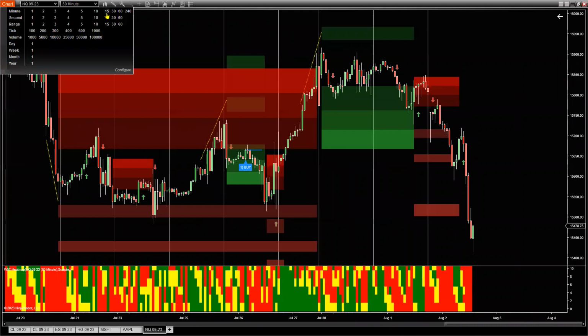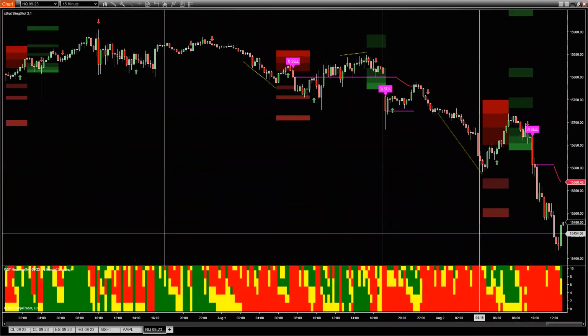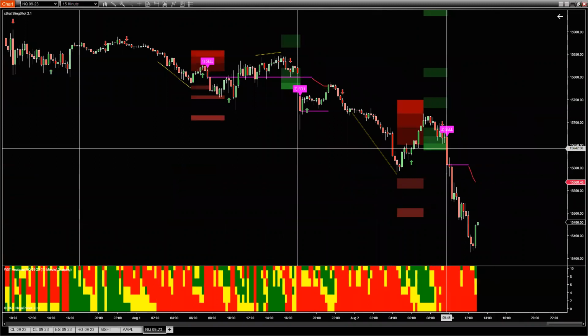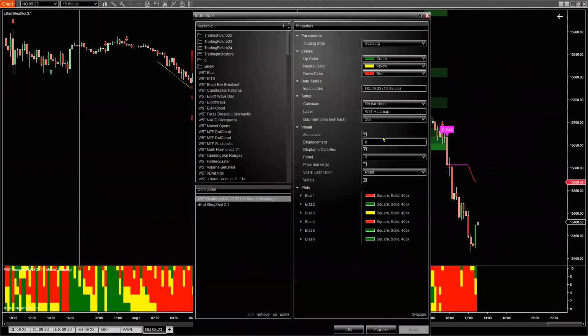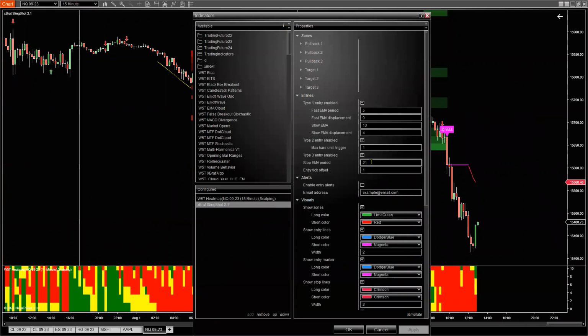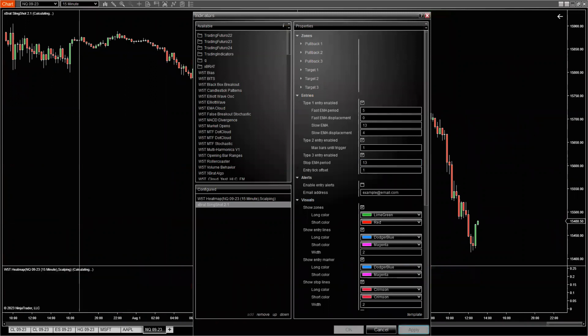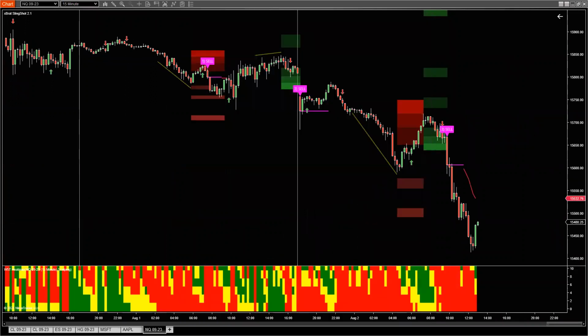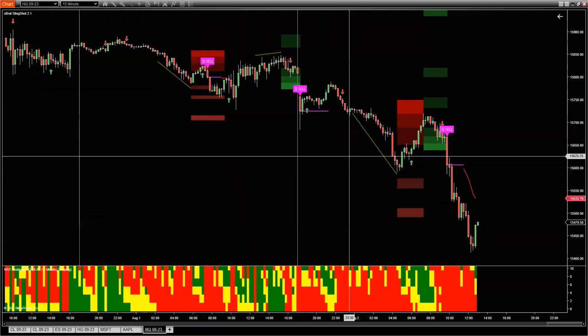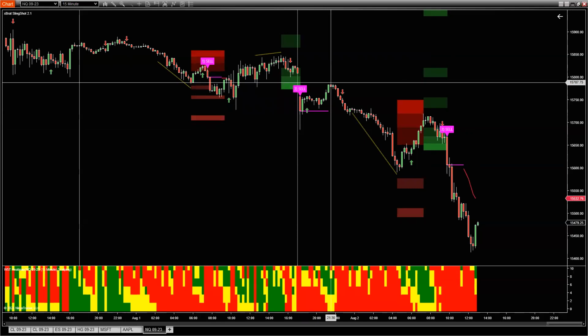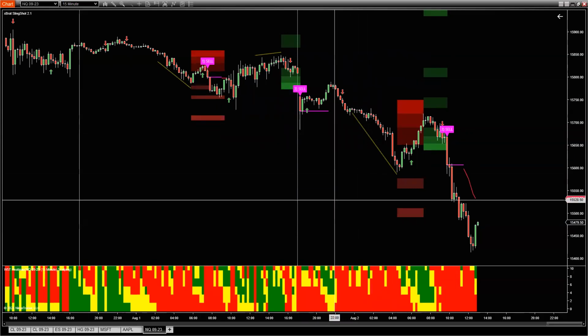Let's go the other way. Let's go 15. We'd probably have 21, maybe 13. So that didn't take out the stop after the gap. It came all the way down.